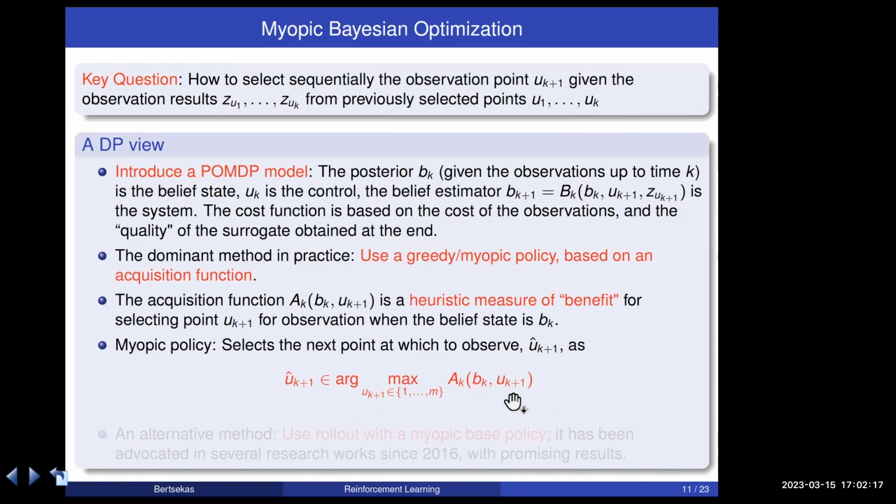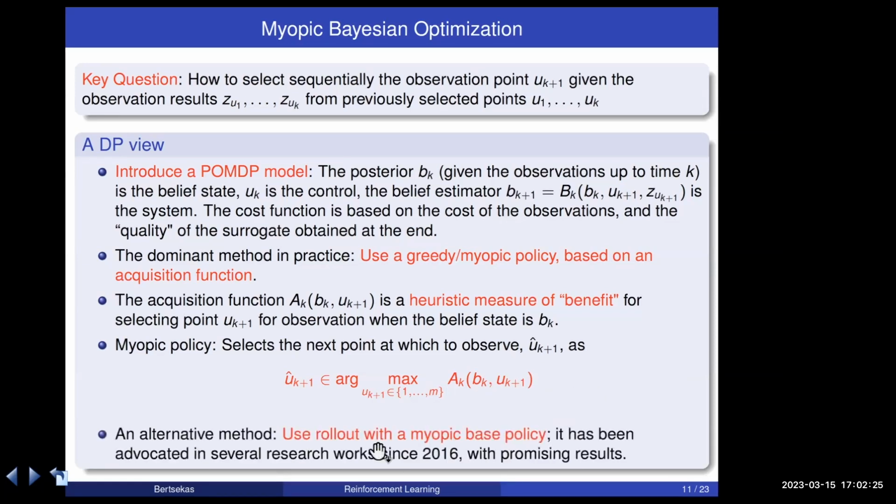Now, there is an alternative method. When we have heuristic policies, we've learned that we can improve them by using rollout. And this is the alternative: you use rollout with a myopic-based policy so that we look into the future, into observations that we may be able to take into the future with advantage.